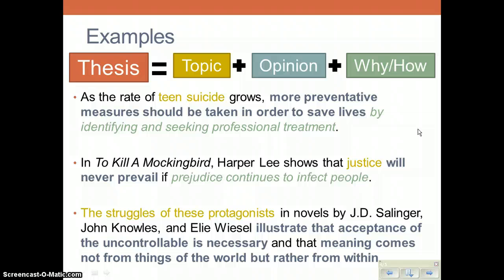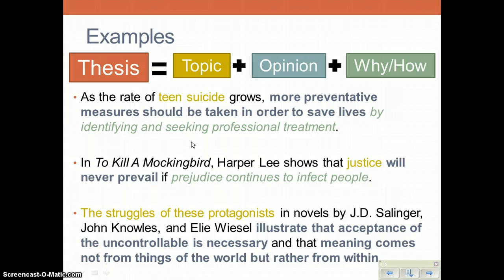And then she says it's more about identifying and seeking professional treatment. Somebody might agree or disagree with this and say that there are better ways to prevent teen suicide. Yeah, you could look at teens training other teens to see the signs of teen suicide and perhaps report those. So there are lots of different ways you could go with that. The second example is an example for literary analysis.